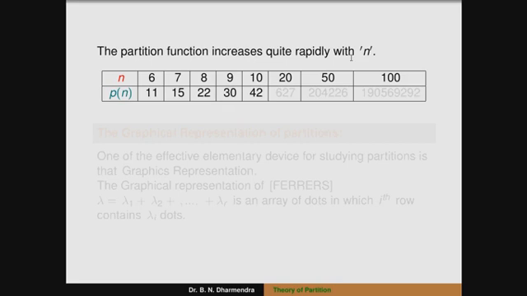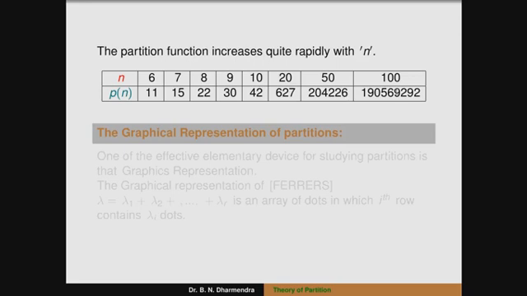We can observe how it jumps. N is equal to 20, that is 627. The number of partitions of 20 is 627, while here the value for 10 is 42. Suppose we take n is equal to 50, you can observe the number is 2,04,022,226. Similarly for n is equal to 100. So you can observe that the terms grow quite rapidly with n. So the number of partitions keeps increasing.